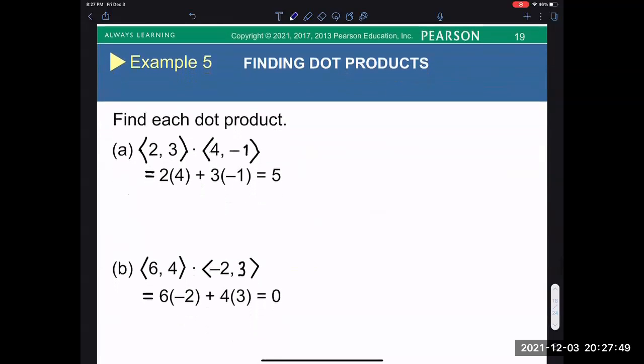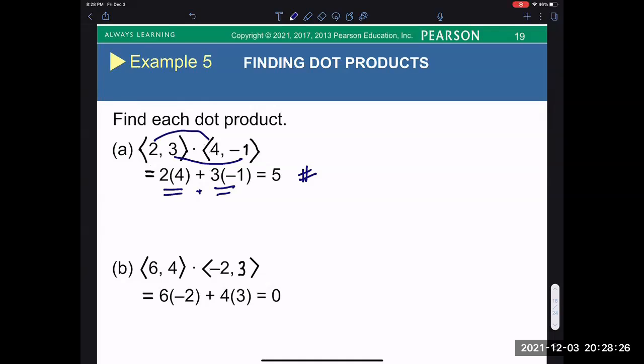All right, so then we just practice using this operation. The dot product of 2, 3 and 4, -1 is the x's multiplied together and the y's multiplied together, and then you add them up. In this case, 2 times 4 plus 3 times -1 gives you 5. But note, this is a number. This is not a vector. So we took a dot product of two vectors, and we get a number. You just use the formula: x's multiplied together, y's multiplied together, add them, and that gives you the number.